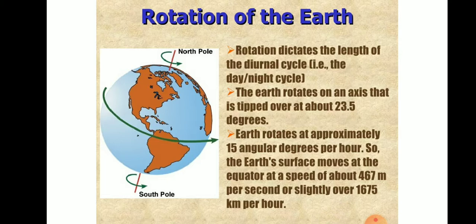The art rotates at approximately 15 angular degrees per hour. In 1 hour, it moves 15 angular degrees. When we discussed latitudes in the previous class, every 15 degrees of latitude to move, it takes 1 hour. So the art surface moves at the equator at a speed of about 467 meters per second, or slightly over 1675 kilometers per hour. So this is the speed of art at the equator.